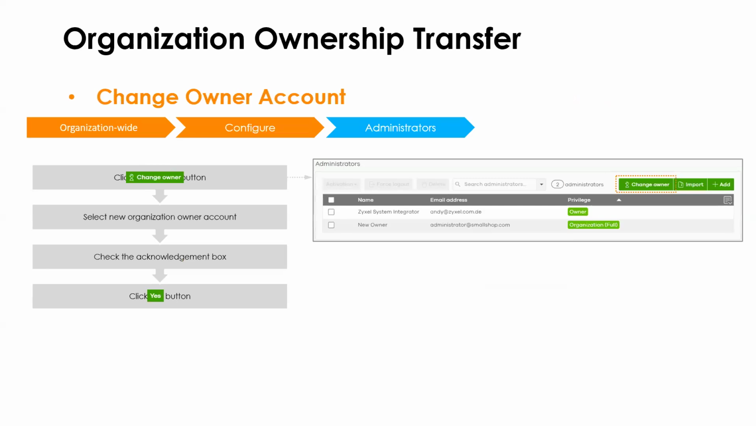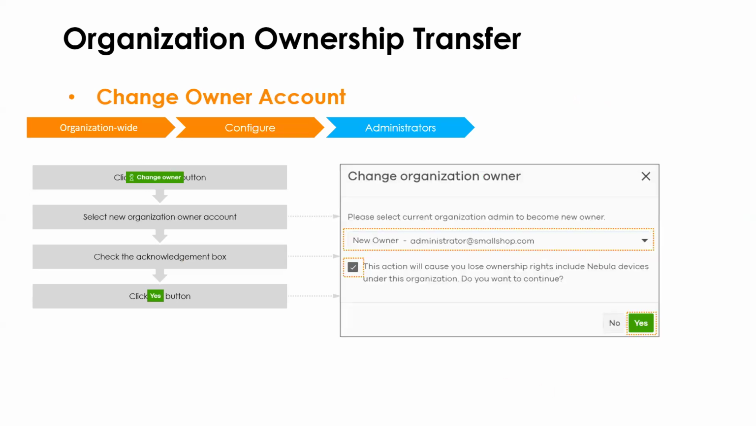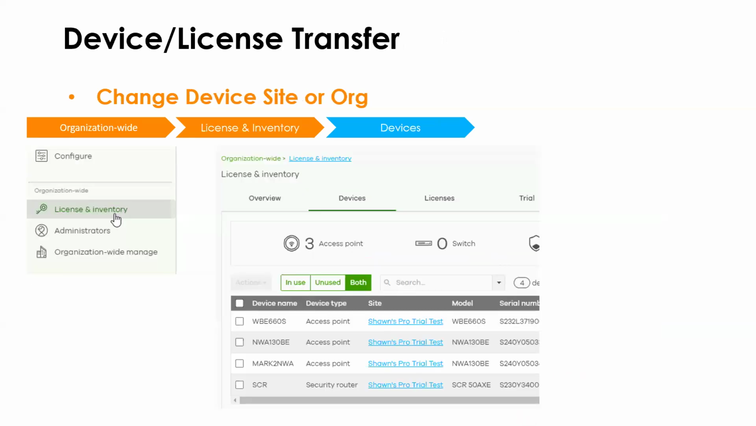Save that, and then once you've saved that, you can use the checkbox next to their name, select that, and then select change owner. You'll just be prompted to make sure that is something you want to do, and you need to acknowledge that you understand that once you transfer ownership, you are no longer the owner. You no longer have any of that control. It belongs to that new account. You click yes, and it's done automatically.